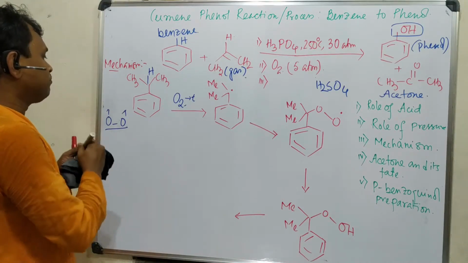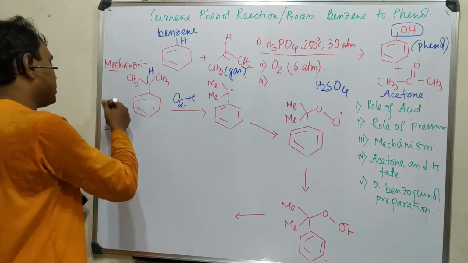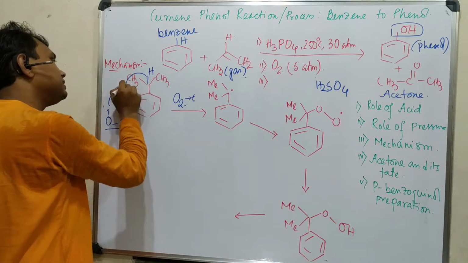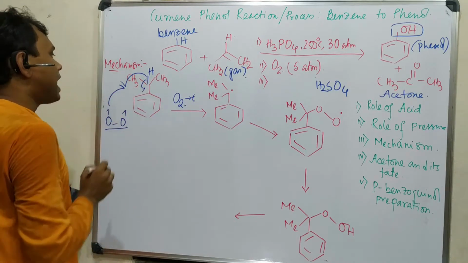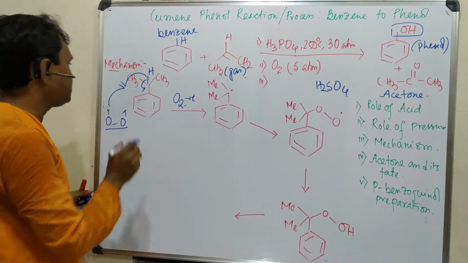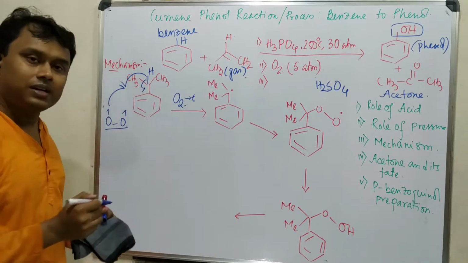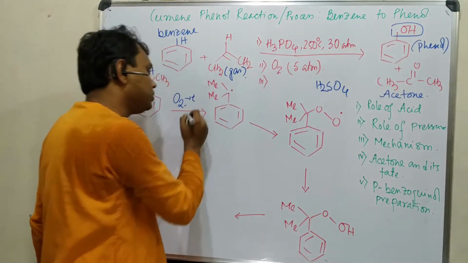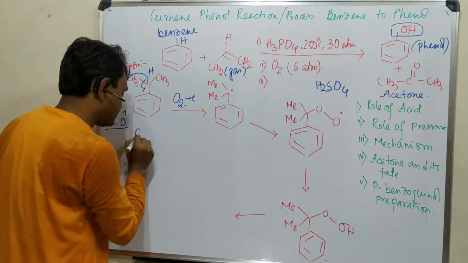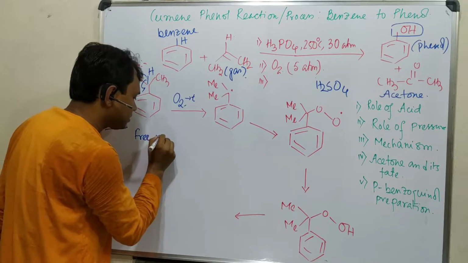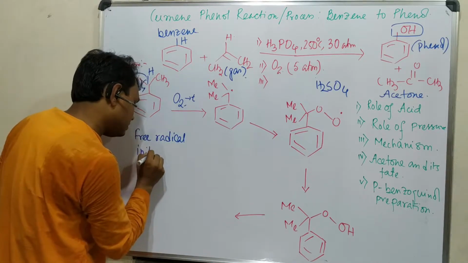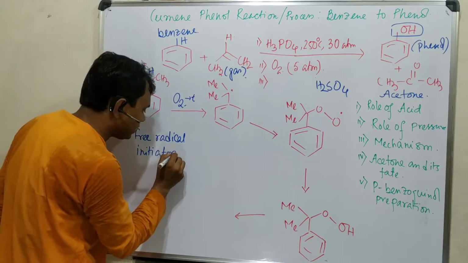So what happens? This radical, for example, if you consider from here it is, and here it is, and this here, these are called fish hook arrows, meaning movement of one electron. Keep it in mind. So here a radical is generated. Not only oxygen, if you use any free radical initiator, then also the reaction will happen.